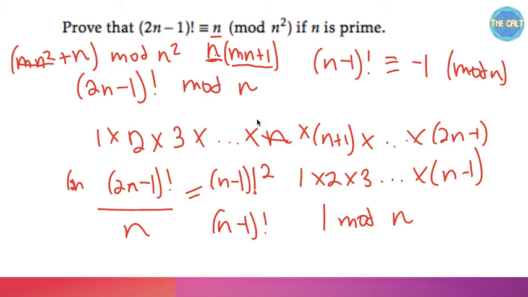It was just simply crossing out the first factor of n, then using Wilson's theorem on the rest of the factors, and then finding it mod n squared, which is what we wanted at the end of the problem.